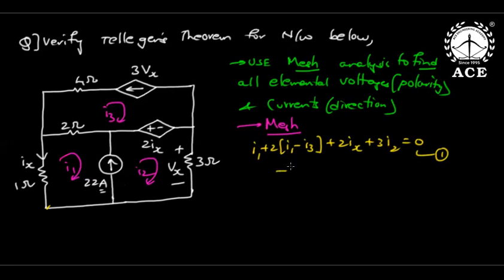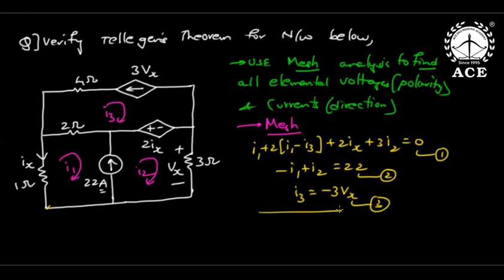Second equation, difference: I2 minus I1 equal to 22. Third equation: I3 is minus 3Vx. Then the link equations. What are the link equations? Ix is minus I1, and Vx is 3I2.